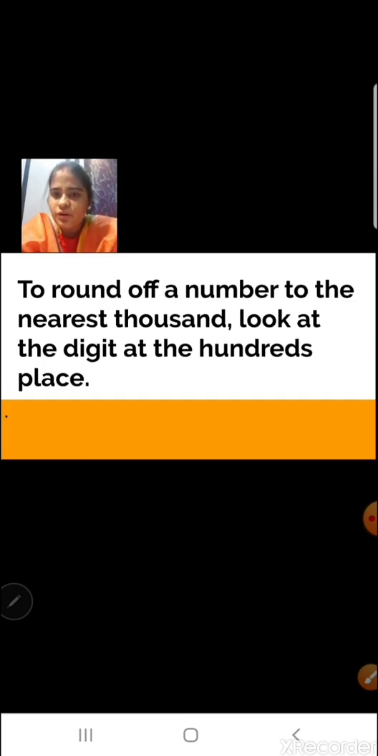Now let us continue and round off to the nearest 1000. Children, the rules are the same. We have to focus on which number we are rounding off. Is it tens place, hundreds place or thousands place? Now as we are going to round off to the nearest 1000, we have to look at the digit at the hundreds place. It's always to your right side. The nearest number, that number we have to see.